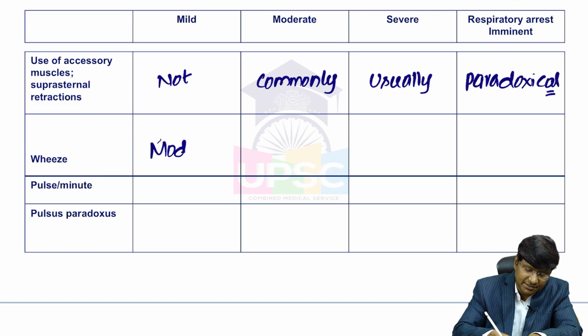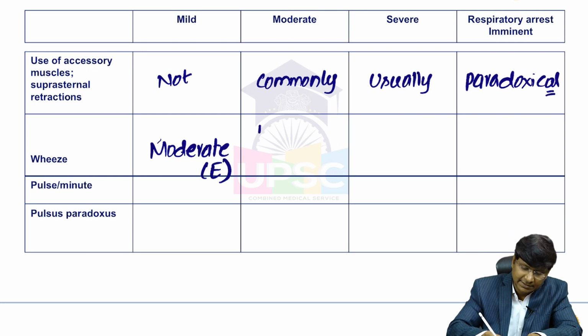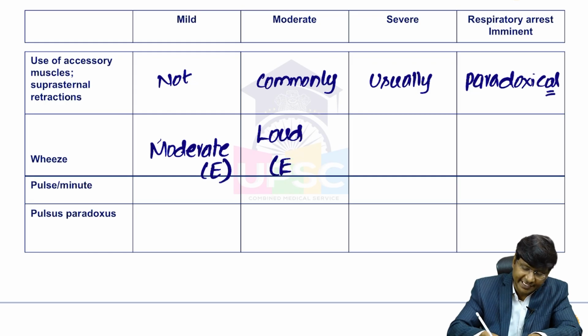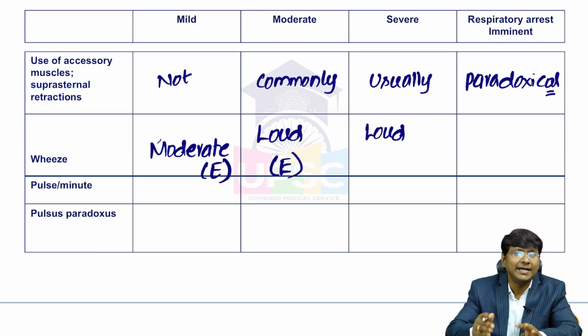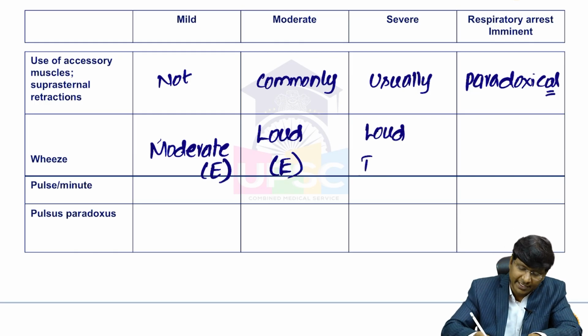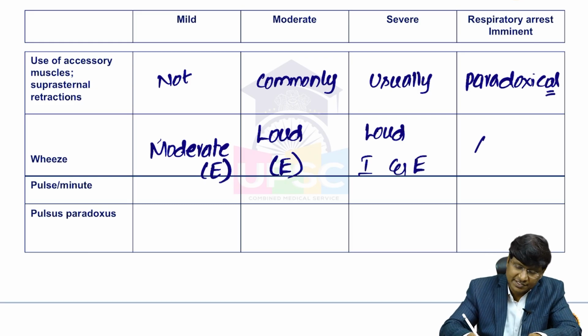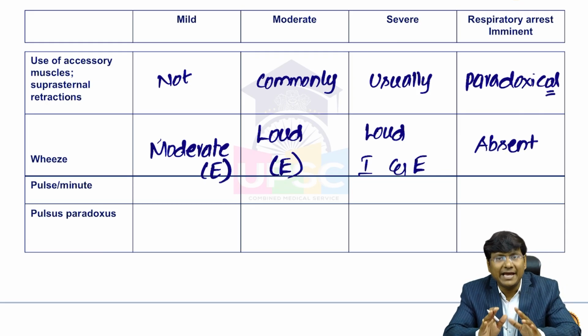Wheeze, right? It is present, moderate wheeze, and the wheeze is present mainly during the expiration in case of mild, whereas in moderate, the wheeze will be loud and present throughout the expiration, whereas in severe also, the wheeze is usually loud and present both during inhalation as well as exhalation, whereas in respiratory arrest, right, wheeze is completely absent. Why? Because the airway becomes so narrow that passage of air does not occur in case of respiratory arrest.